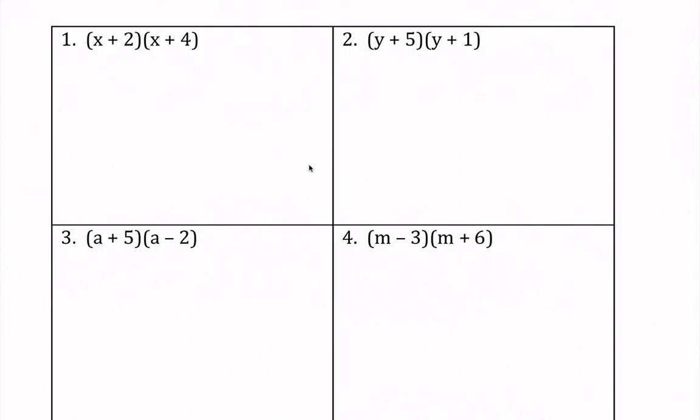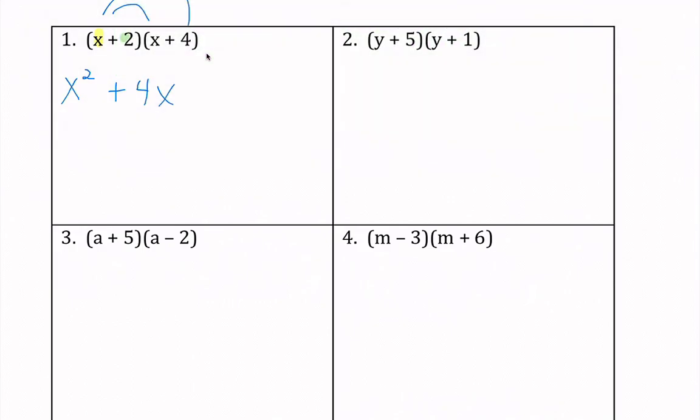lesson. Okay, so double distribution, out front I have an x plus 2 that I need to multiply by x plus 4. So first I'm going to take this x and multiply it by everything behind it, and then I'm going to take this positive 2 and multiply it. So I'm going to take x times x is x squared. Now I'm going to take this x and multiply by 4. X times 4 is a positive 4x.